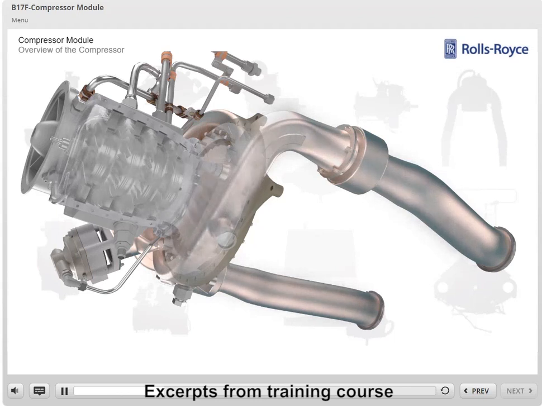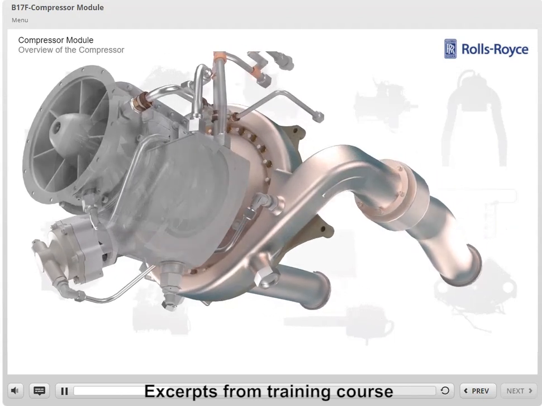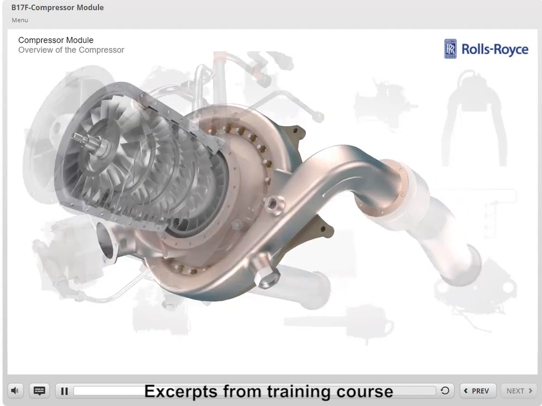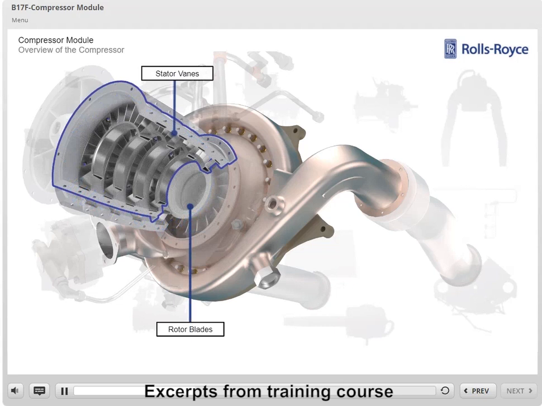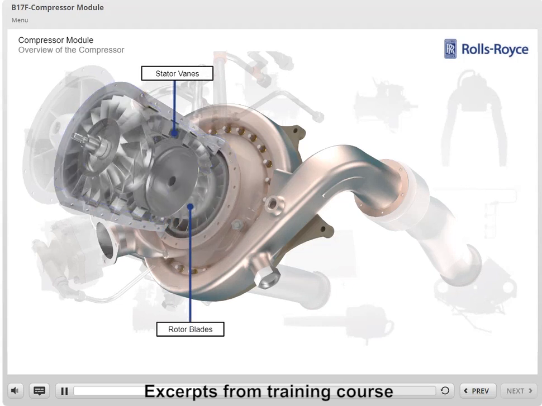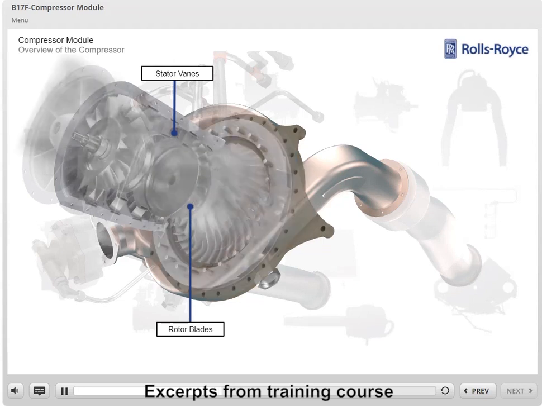An axial compressor flows gases parallel to the rotation of the rotor axis. Each stage of an axial compressor consists of two elements, rotor blades and stator vanes. The rotor consists of a number of blades or airfoils fixed on a rotating spindle and resembles a fan. As the rotor turns, air is drawn into the compressor.